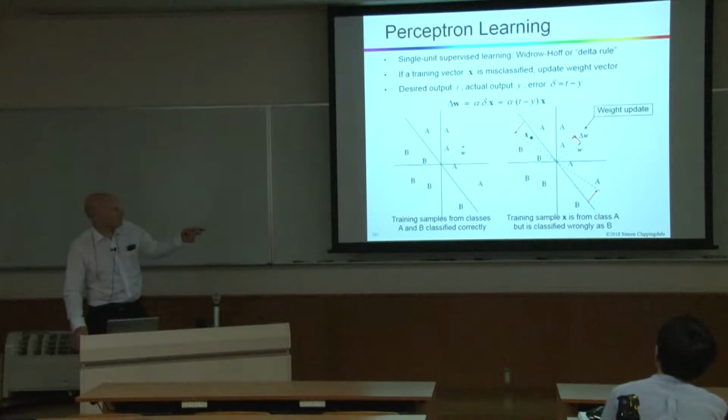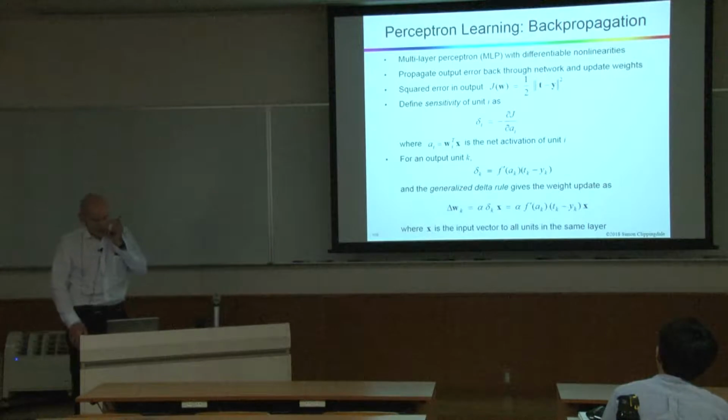And this weight update that we added here to the weight vector to get the thing to behave properly is some constant times delta, which is the error between the desired output and the actual output, and the input x. So that's why this is called the delta rule: it's something times delta times x, where delta is the error. Okay.